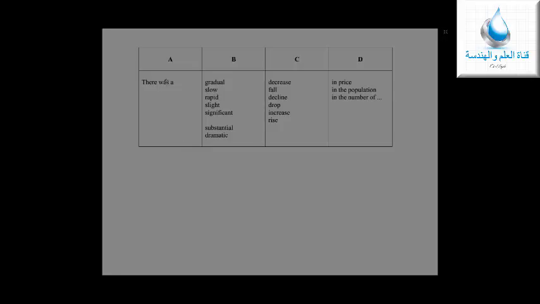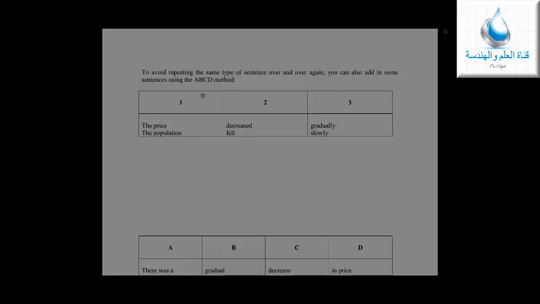Like here's an outline of it. There was a gradual decrease in price. There was a slow decline in the population. All right, so you have to put these combinations of words together. Okay, put the combinations of adverbs, adjectives, and put all this together to make great sentences. And you have to make these kind of sentences if you're going to be able to get a good score.